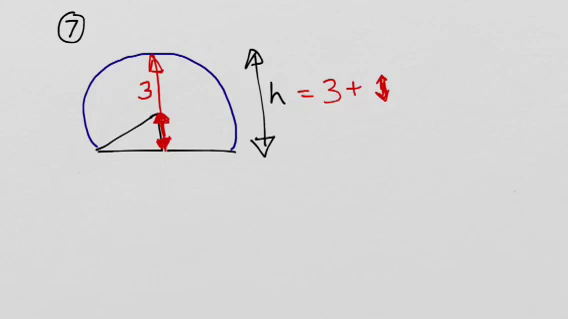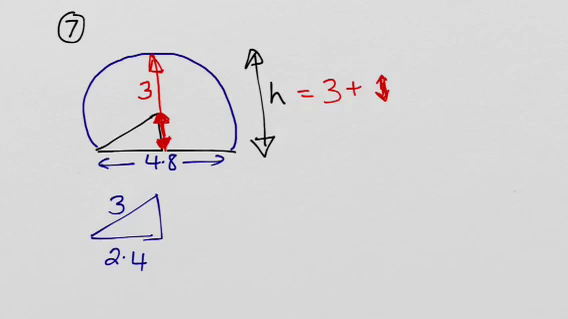So now, extracting the triangle from the question, putting the information on it we know, the sloping side is 3 because that's a radius. We know the bottom of that triangle is 2.4 because we know the whole thing is 4.8. So if I do a little bit of work on Pythagoras here to work out what x is, if I substitute it back in there, that's going to tell me what the height of the tunnel is.